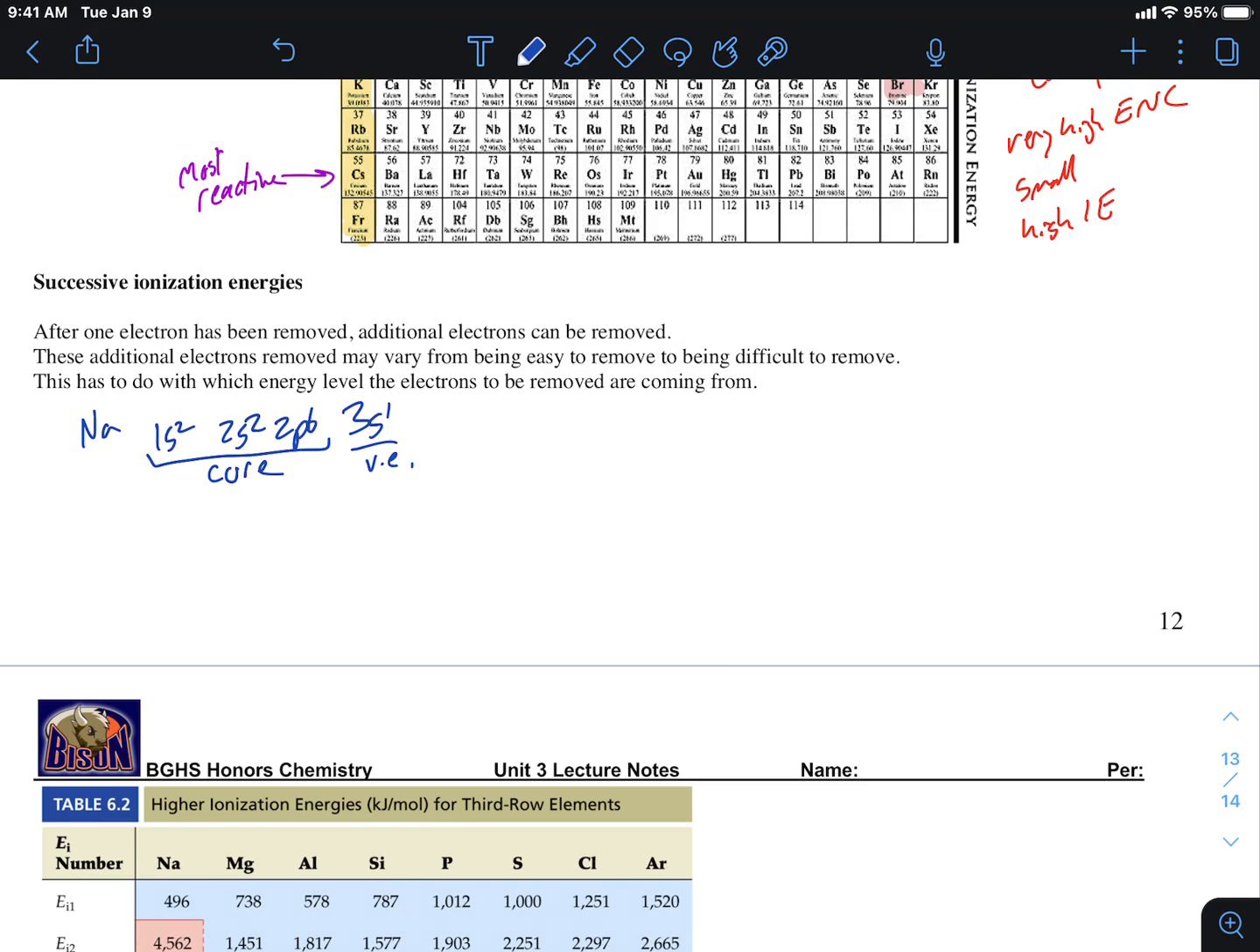So if sodium becomes an ion, it does so by losing an electron. When sodium loses the 3s1 electron, that's when it becomes an ion. Now here's the thing that you should remember. Only valence electrons can be removed.